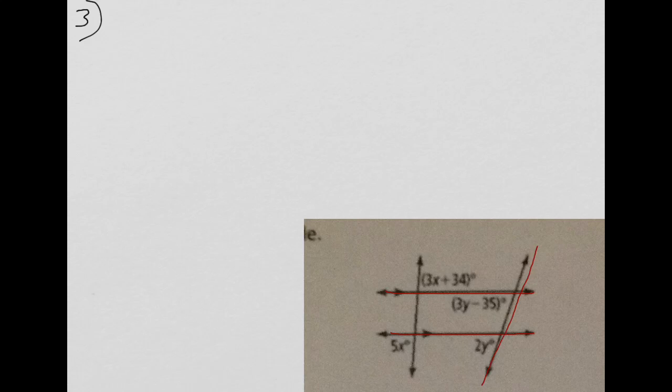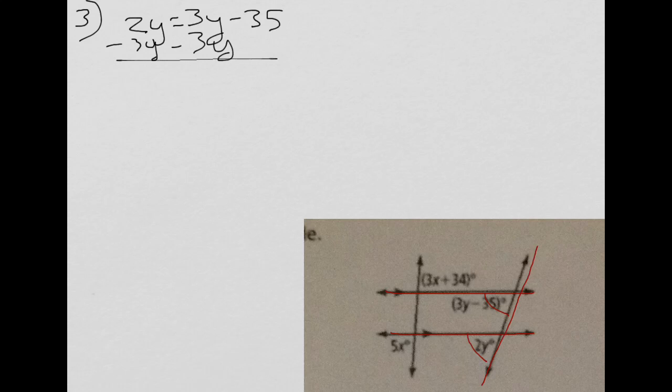If you notice, we have 2y and 3y minus 35 on the parallel lines. They are called corresponding angles. So we know that corresponding angles are equal. So I'm going to go ahead and make those two measurements equal to each other, and then I'm going to solve it for y.